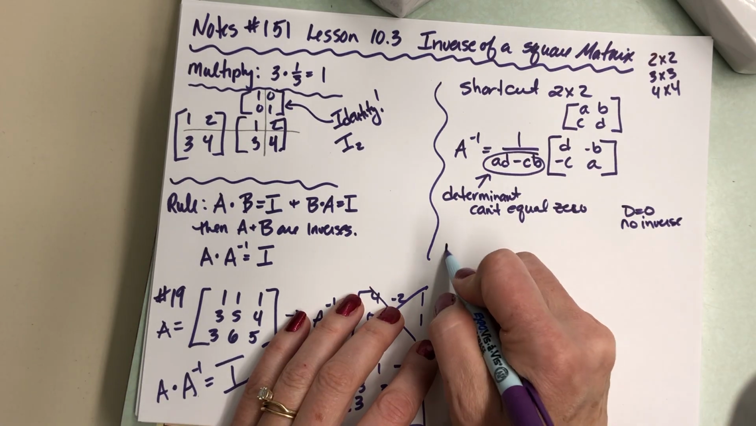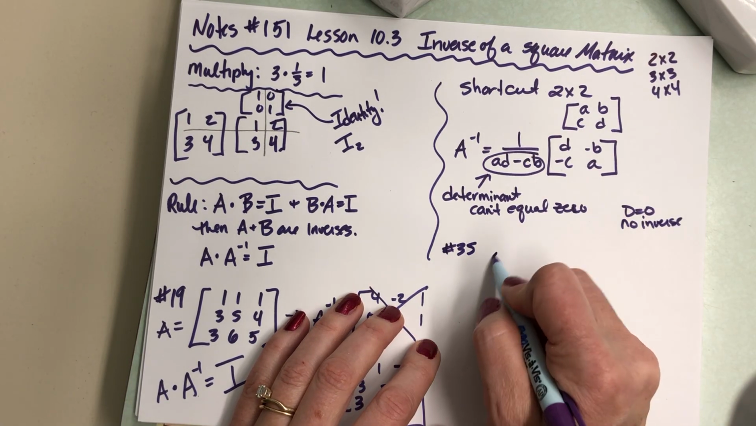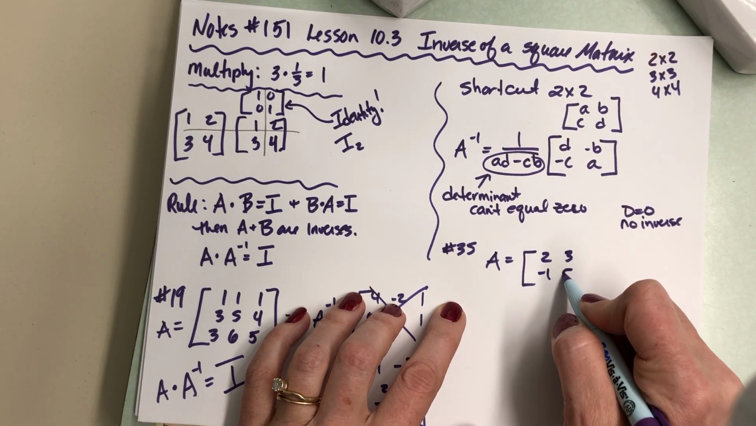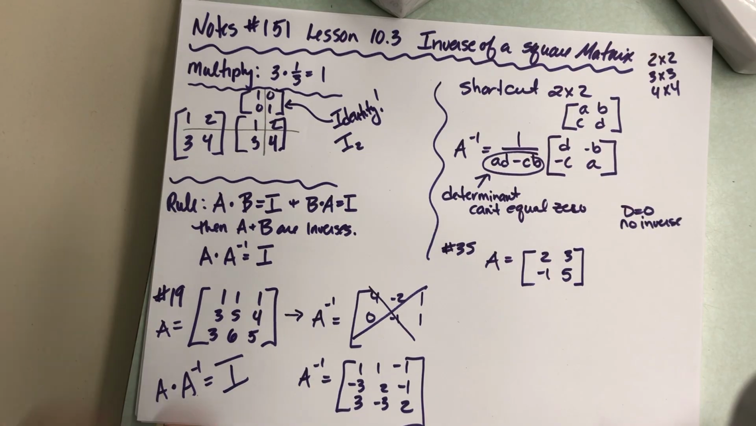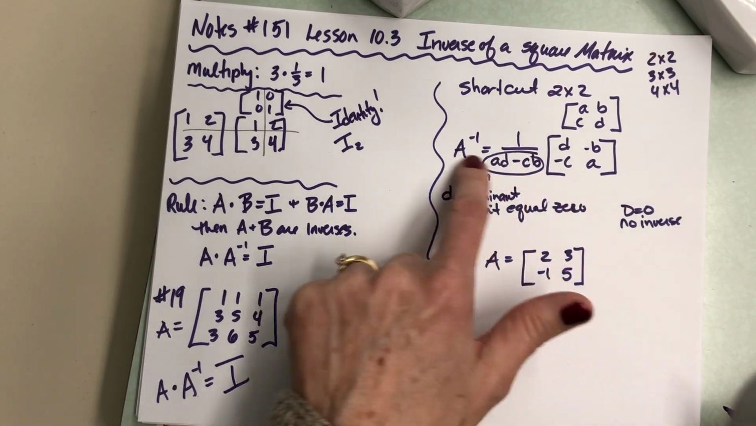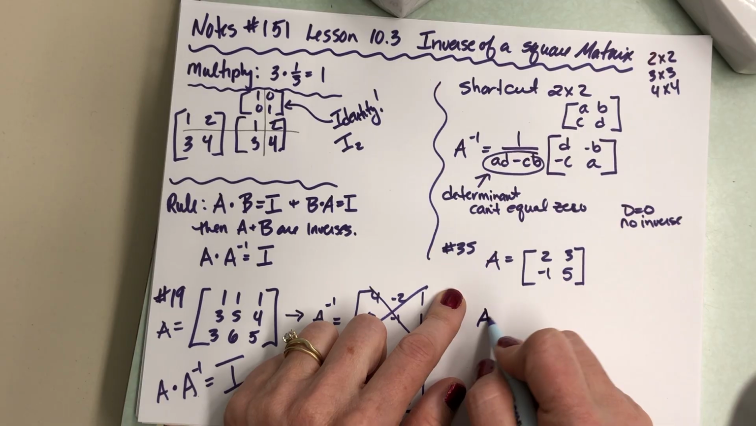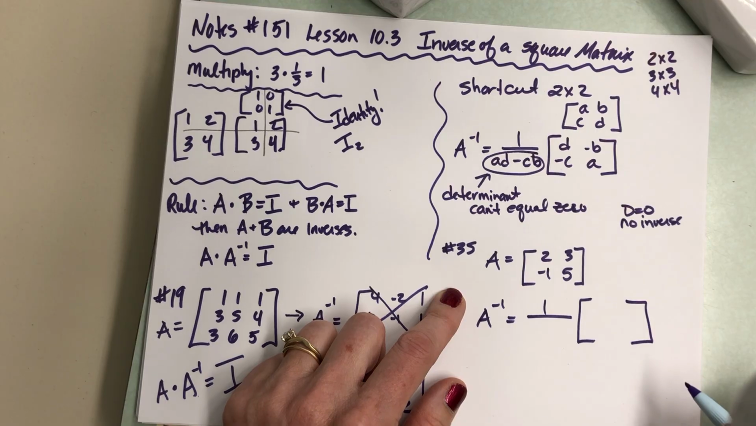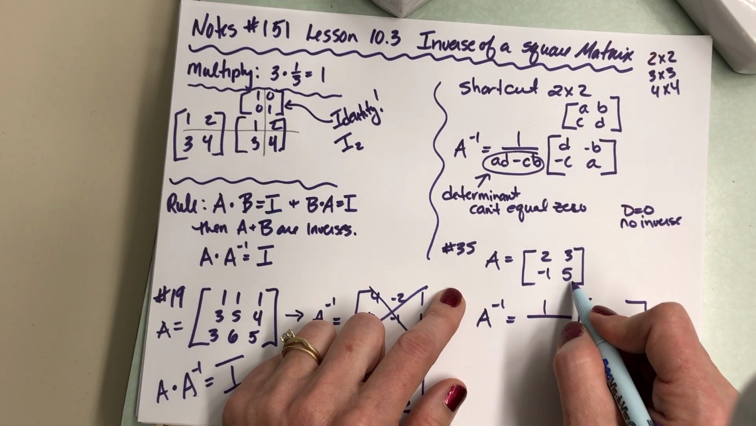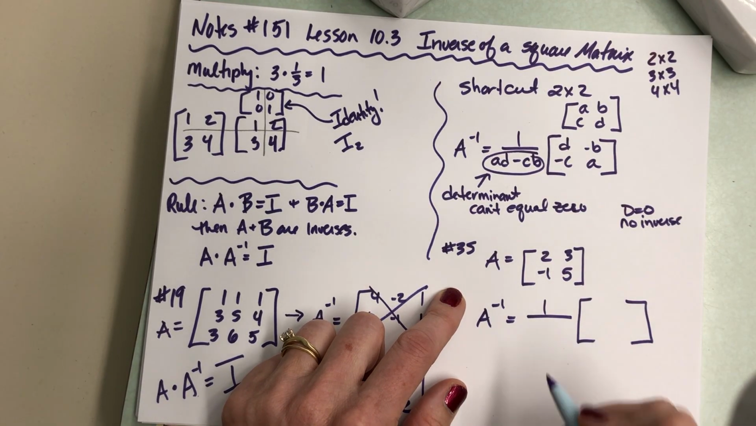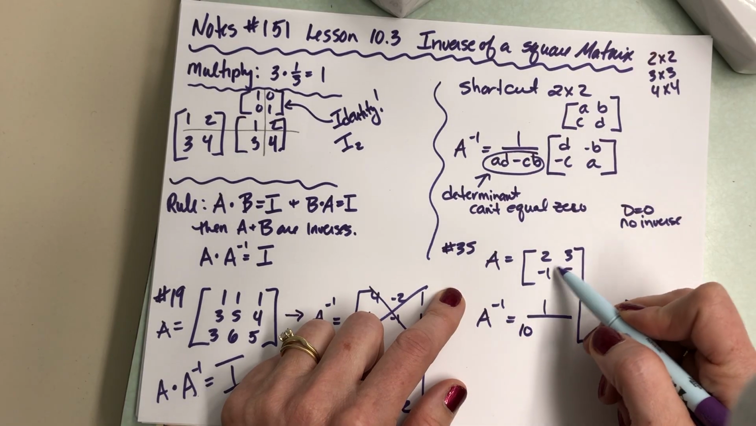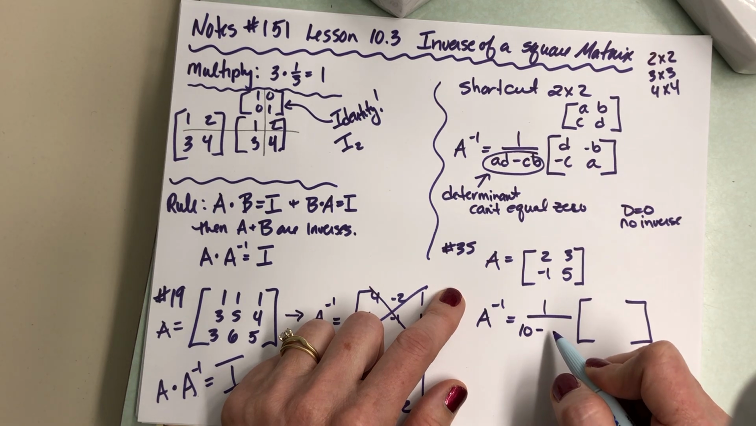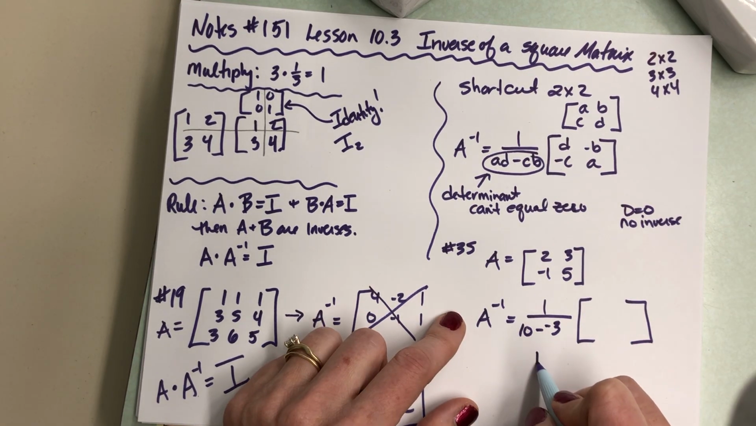So if we take a look at number 35 from our textbook, we have the matrix A, really creative name, 2, 3, negative 1, 5, okay? So I want to know what is the inverse of this matrix. Well, I'm going to follow the formula I just showed you up here. So A inverse is equal to 1 over, I'm going to crisscross multiply. So 2 times 5, which is 10. And then negative 1 times 3. So that's going to be minus a negative 3. All right, so that's going to be 1 over 13.